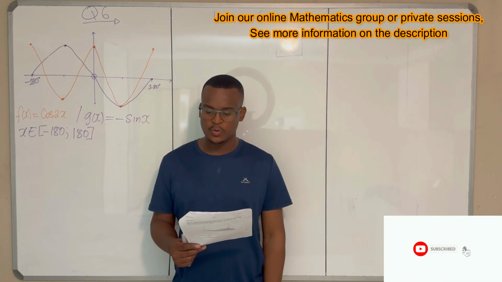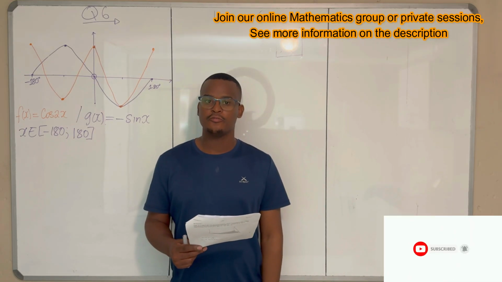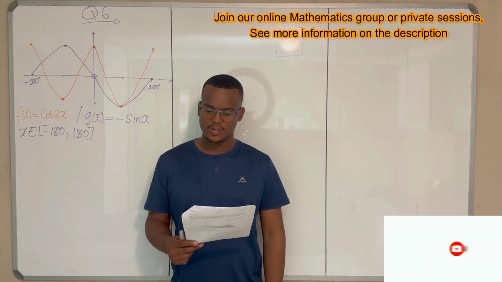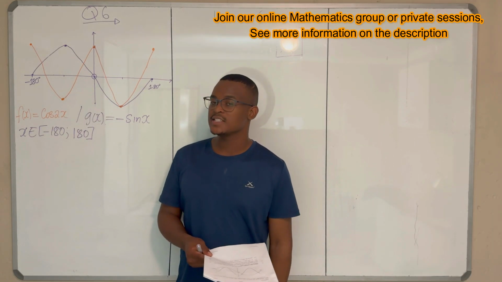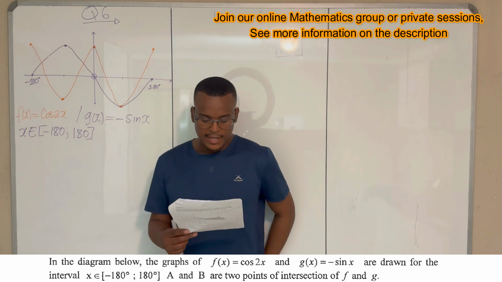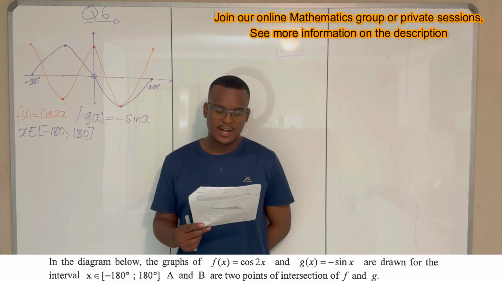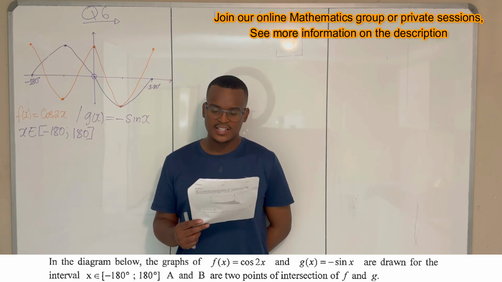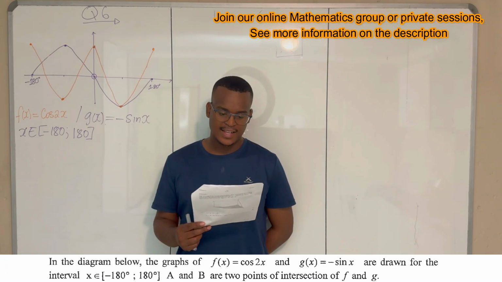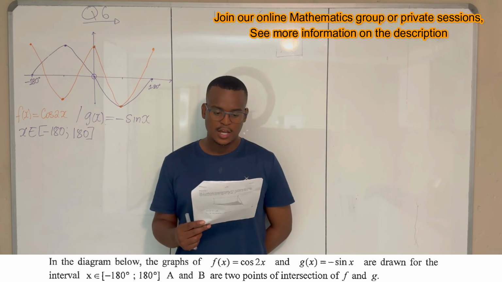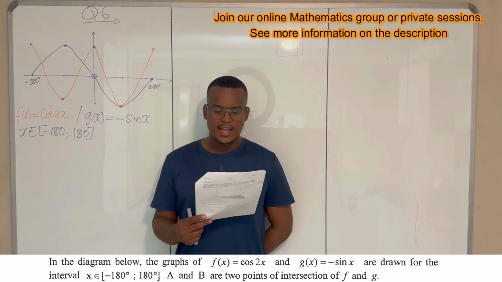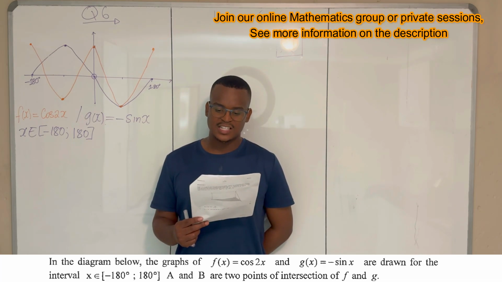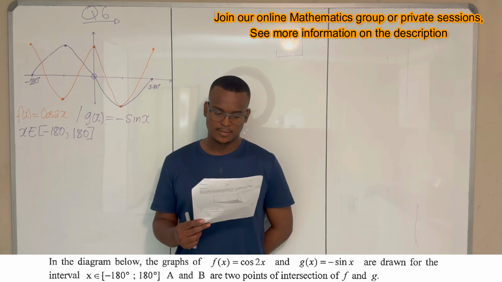So in this video, we're doing question 6 of the May-June 2021 question paper, mathematics paper 2. And the topic is the trigonometric functions, as you can see over here. So let's go. They are saying, in the diagram below, the graphs of f and g are drawn for the interval from x equals minus 180 degrees to positive 180 degrees. A and B are points of intersection of both functions f and g.